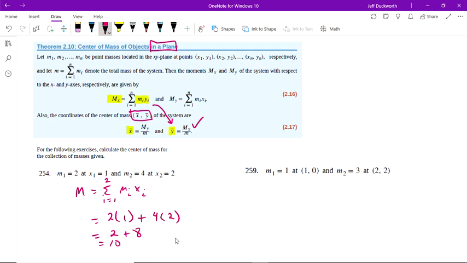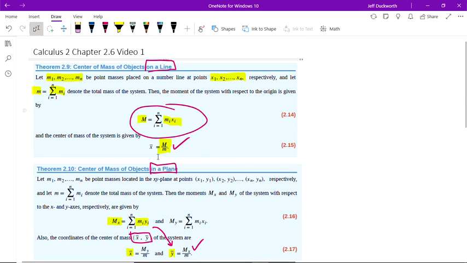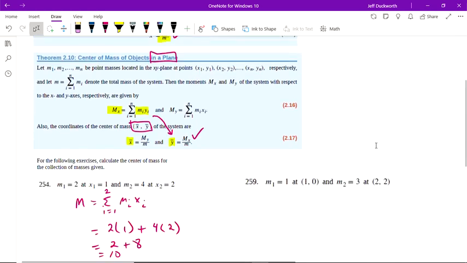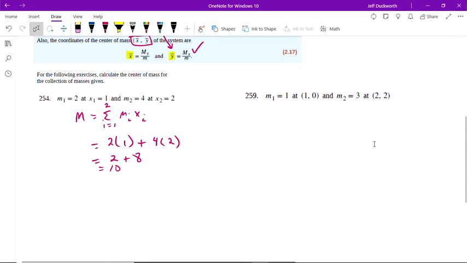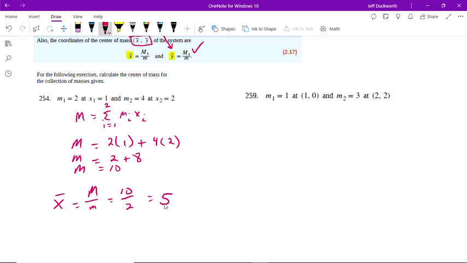So our m is 10, but again, we have to divide by the number that we have. So x bar is capital M over little m, which is 10 over 2. We have two individual m's, so therefore we have 5.